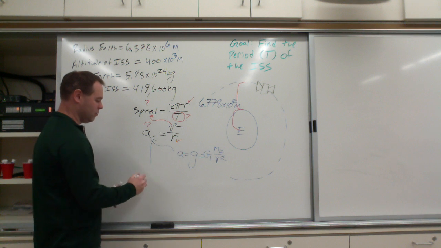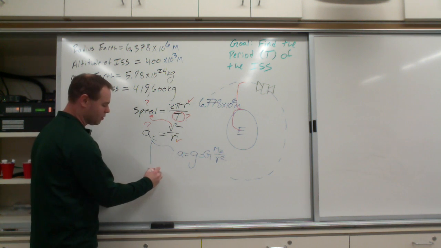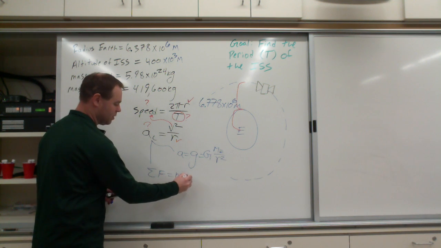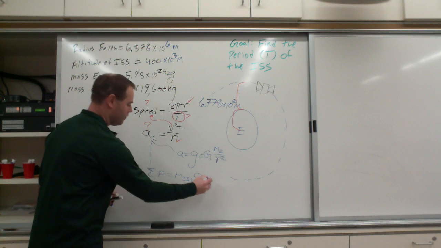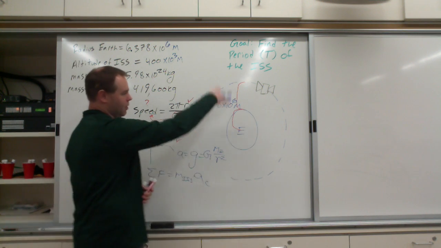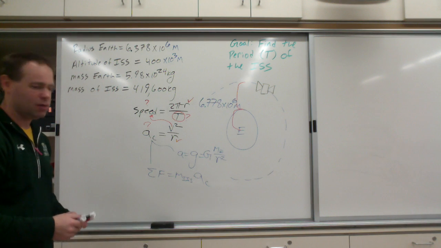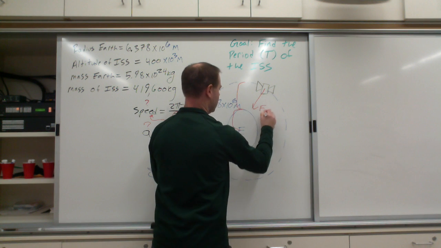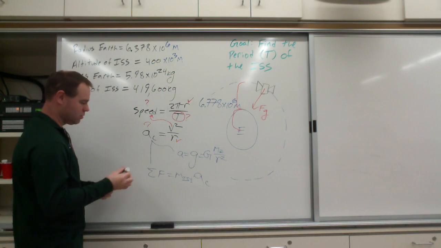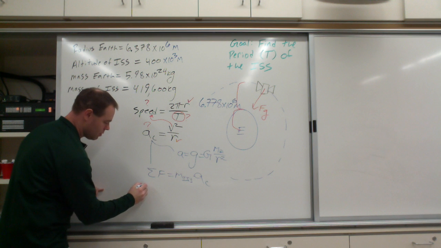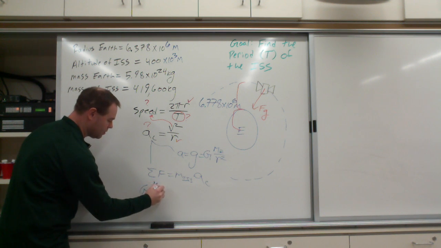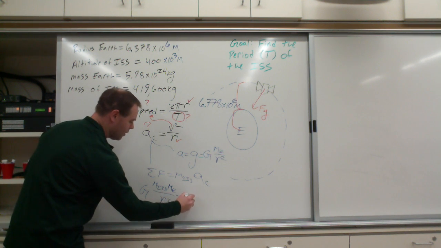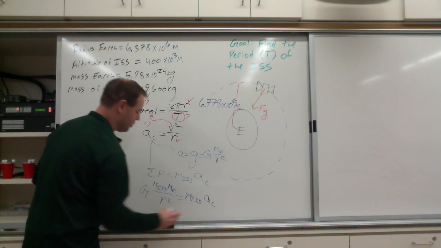Another way we could find that acceleration, the centripetal acceleration, is we can do net force radially equals mass of the International Space Station times the acceleration of the International Space Station. Since we're adding up the forces radially, that's going to give us our centripetal acceleration, and the only force acting on it is the force of gravity. So what we're really saying is G m1, mass of the International Space Station, times m2, mass of Earth, over r squared equals mass of the International Space Station times the centripetal acceleration.